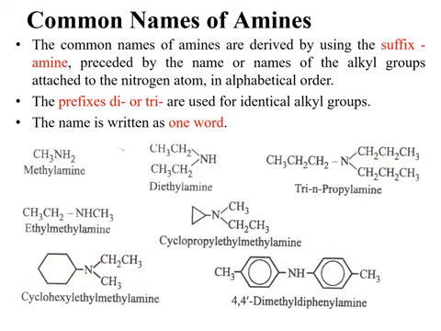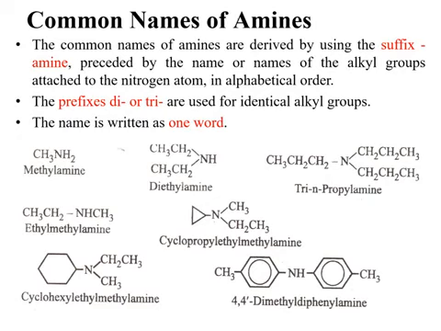The first molecule is a primary amine. It has a methyl group. That's why its name will be written as methylamine. The second one is a secondary amine, and we can see nitrogen is linked to two alkyl groups and one hydrogen atom. Both of these alkyl groups are the same. That's why its name will be written as dimethylamine. And in the third example, nitrogen is linked to three alkyl groups, and all these three alkyl groups are propyl.